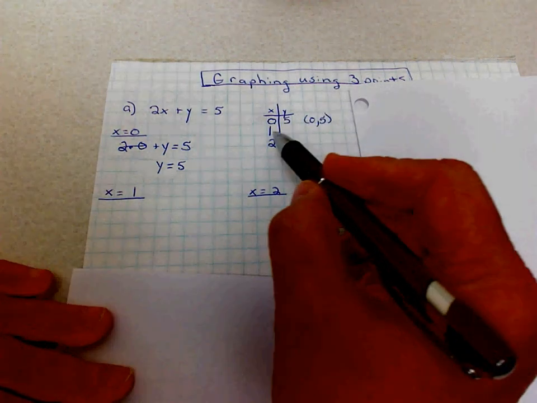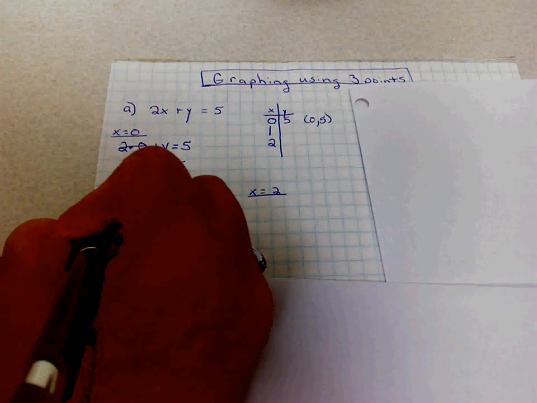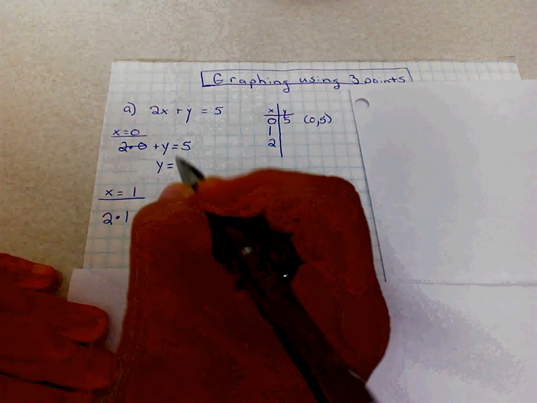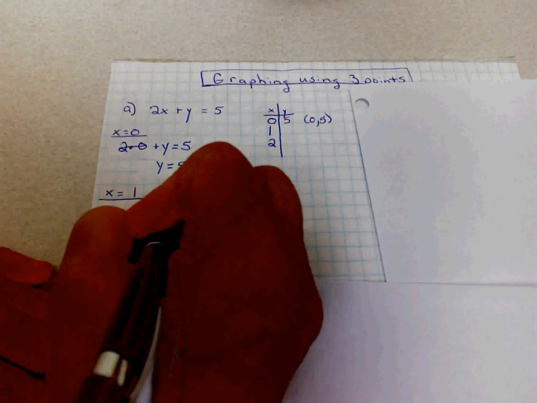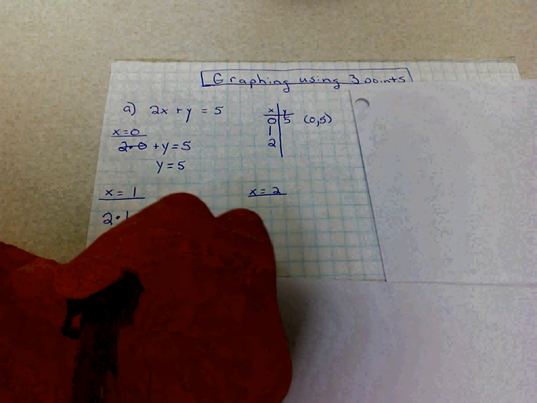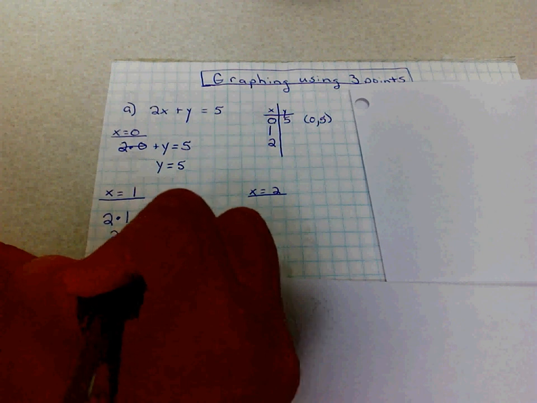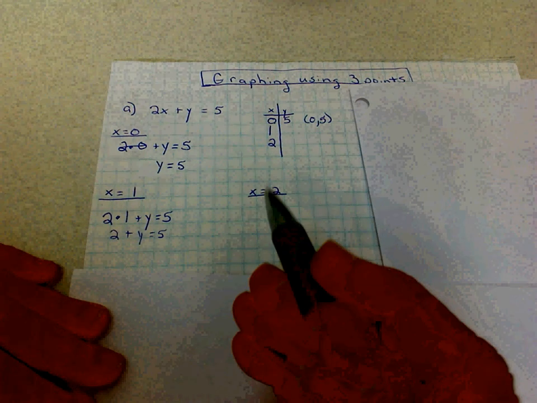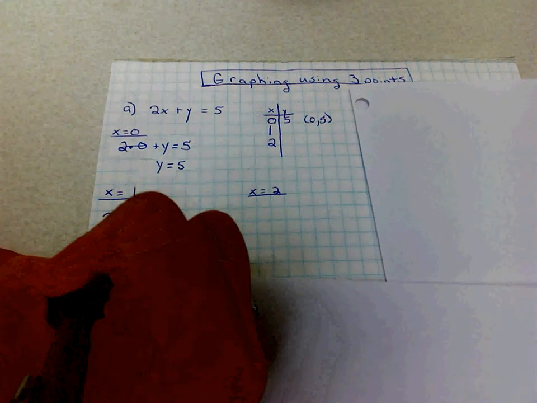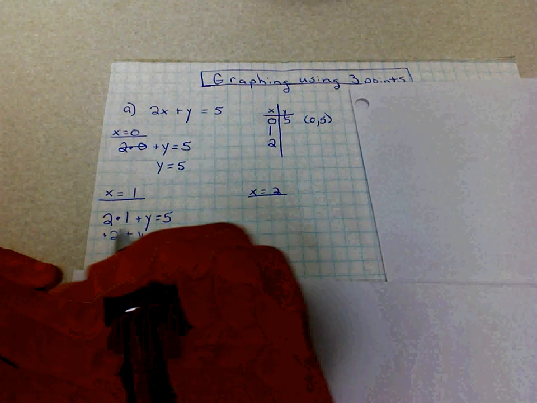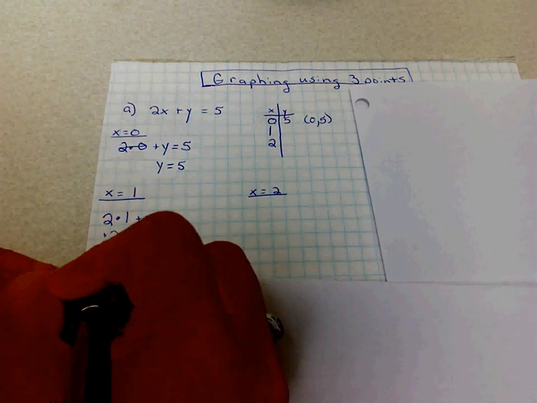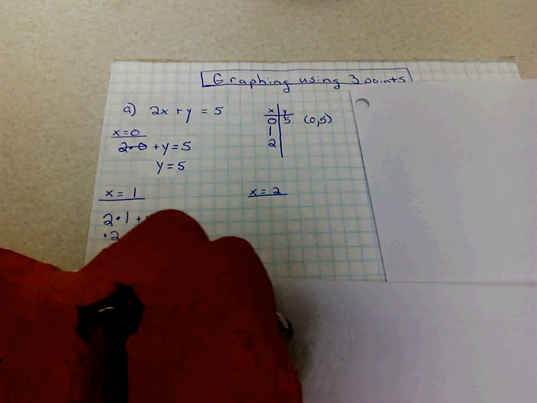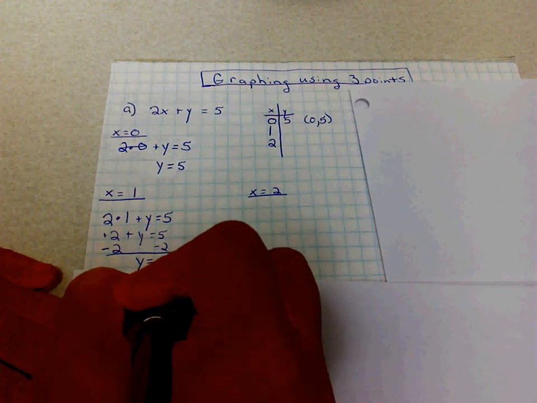Now, what happens if x is 1? Well, again, we take 2 times and we replace the x with 1. So 2 times 1 plus y equals 5. Now, 2 times 1 is 2 plus y equals 5. And we have to finish solving for y. Since 2 is positive, it's been added to this side of the equation. The opposite of adding 2 is to subtract 2. So our y in this case is equal to 5 minus 2, which is 3.